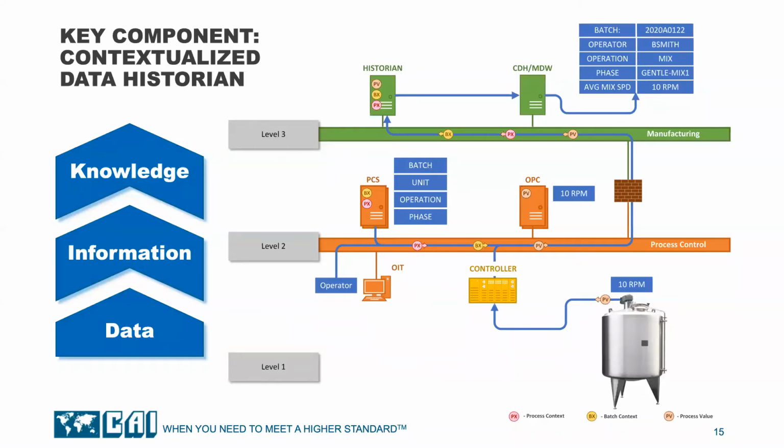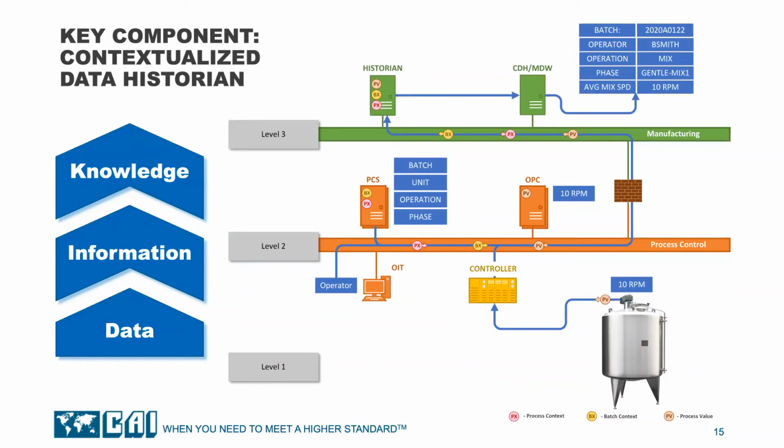This brings us to the third key component of our data infrastructure, a contextualized data historian. In previous slides, we talked about how a data historian contains time series data and has only time as its context. We have the tag value, and we know that the tag value was collected at X point in time. Aside from a quality attribute, that's all we have. We don't know who the operator was, what the batch was, what the operation and phases were, what product was being made, or even if product was being made at the time that the tag value was collected.